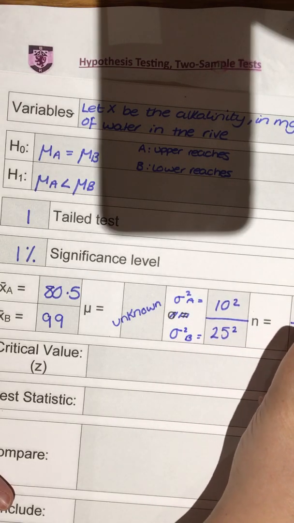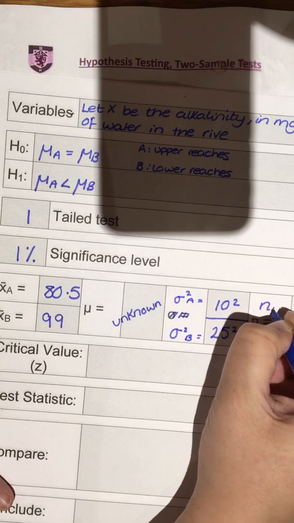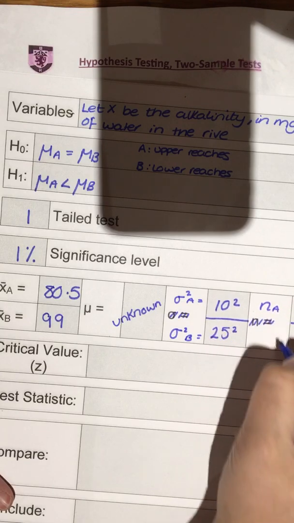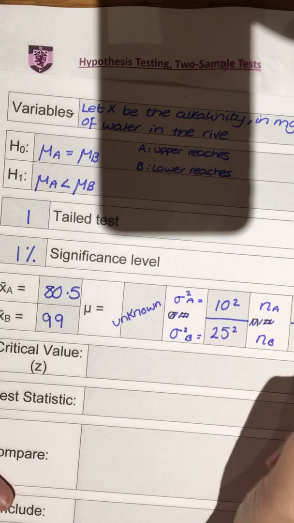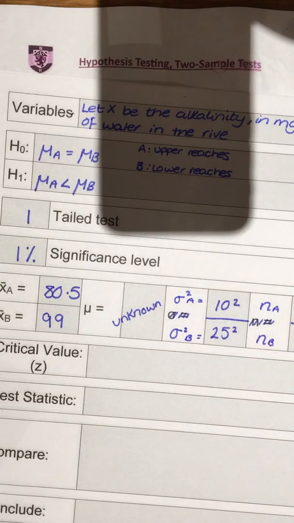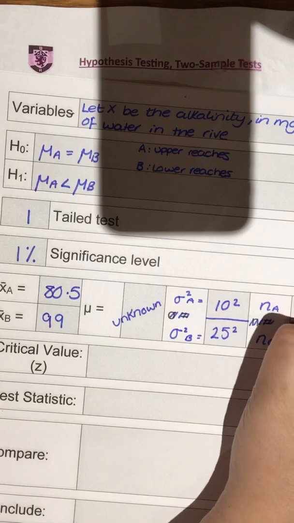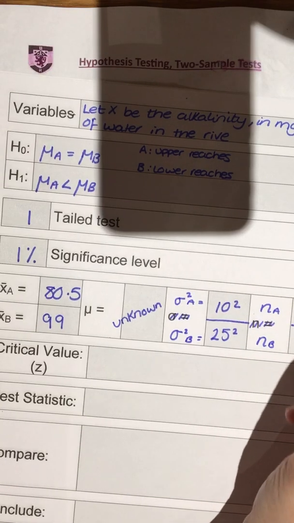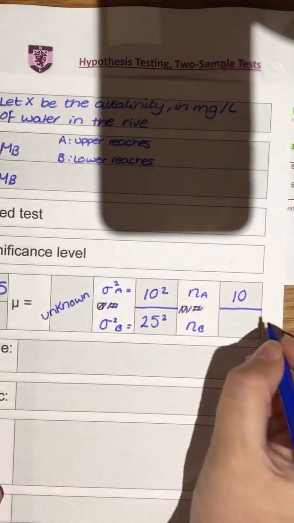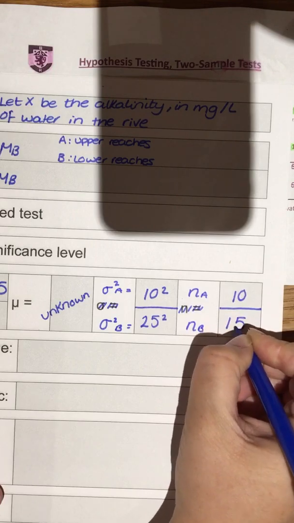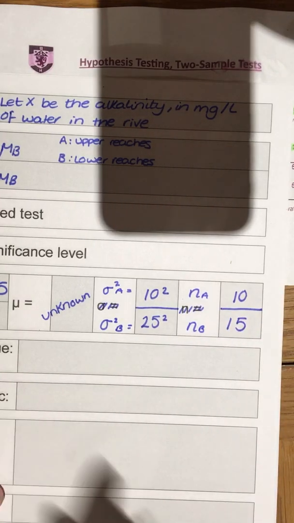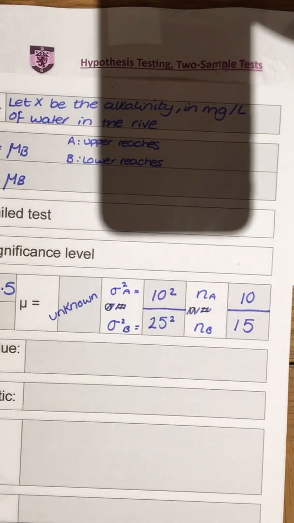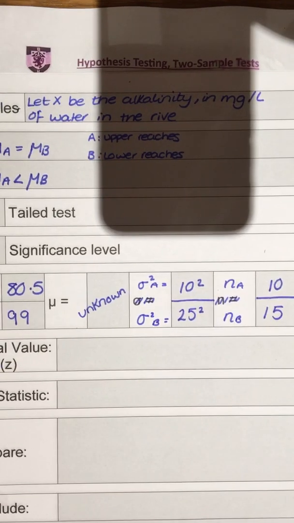And again, I'll make sure yours is done properly. This should be NA and NB, because I've got two samples. And that is 10 values in the sample for the upper region. Oh, move that across, sorry. And 15 in the sample for the lower region. So I've just been filling in those boxes.